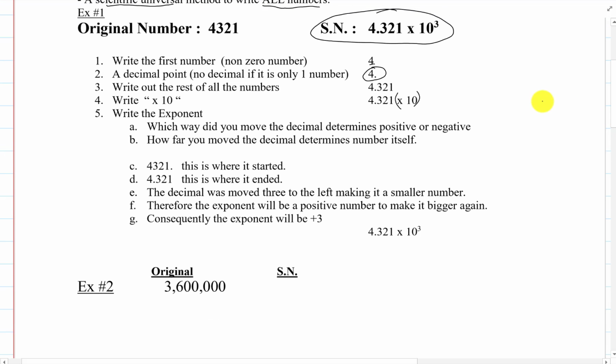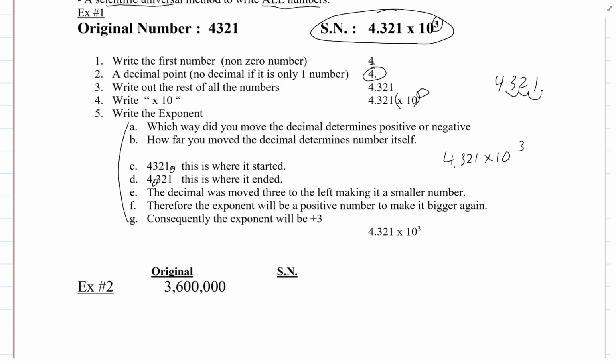And now the toughest part, because there are so many steps here, is writing that exponent, getting that 3 that's there. Which way you moved the decimal determines the positive or negative. What do I mean? Well, it was 4, 3, 2, 1, and we ended up putting the decimal after the 4. 1, 2, 3. We moved it 3 times. How far you moved it determines the number itself. So we started here, and we ended here. So it's a 3. So we got 4.321 times 10 to the 3.